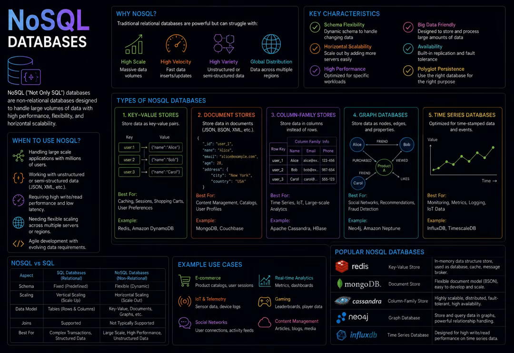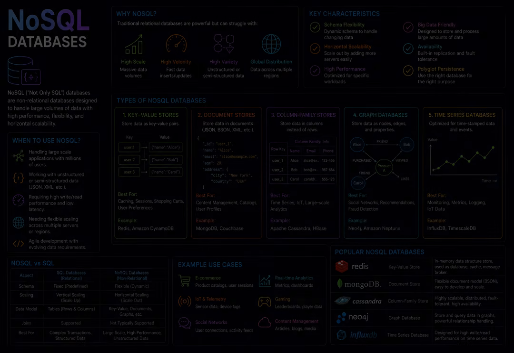NoSQL Databases. To overcome scaling limitations of relational databases, NoSQL databases trade rigid schema consistency for seamless horizontal scaling. Popular types include key-value stores, document databases, and graph databases.